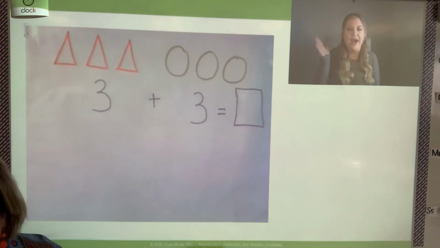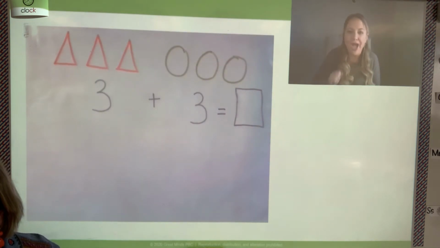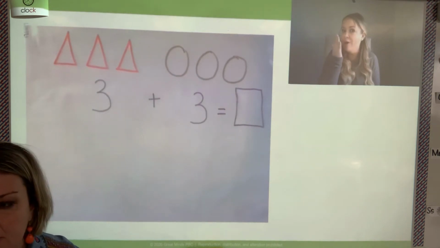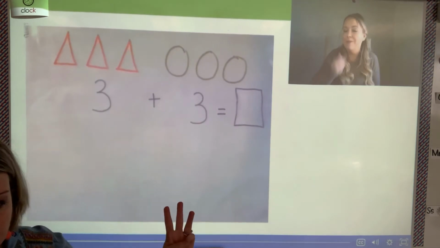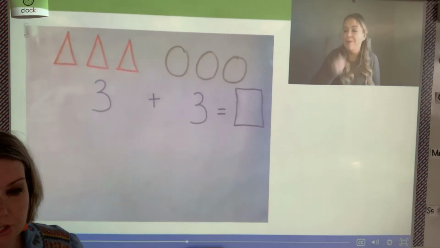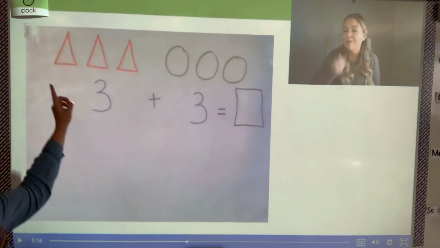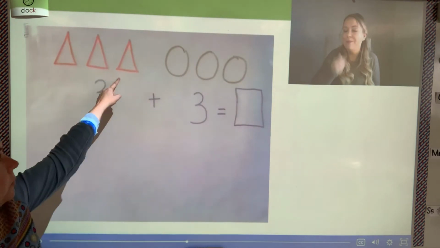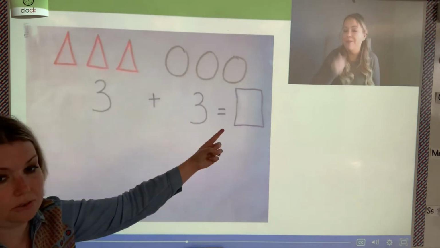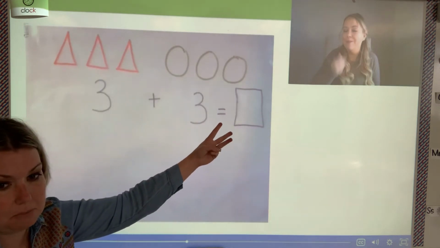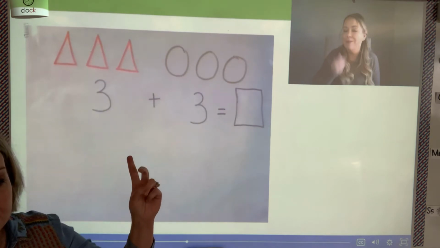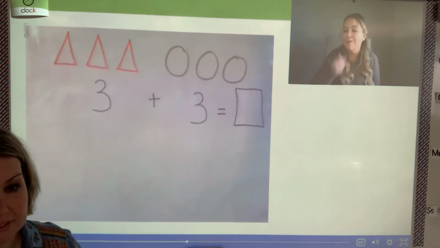How can we figure out our total number of shapes? Go ahead and whisper your thoughts into your hand now. So remember we learned those 3 strategies? You can count them all. You can put one in your head and count on that many more. Or you can count them all on your fingers.